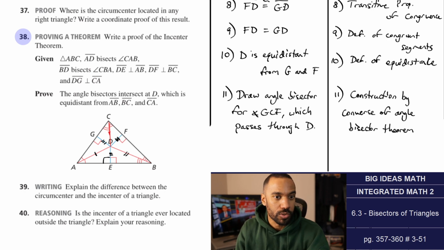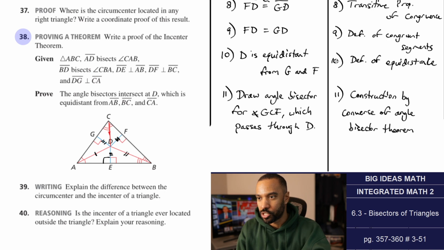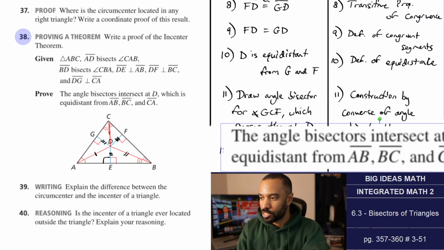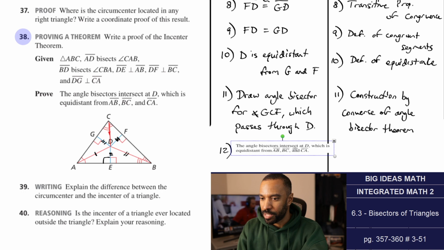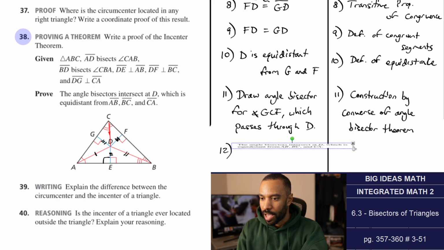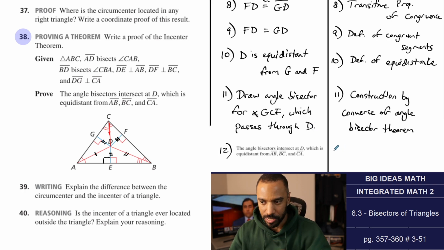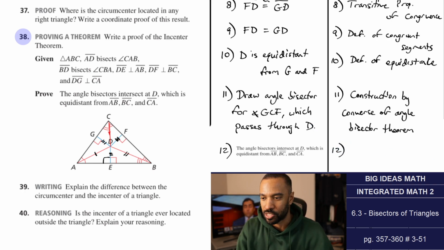And it's equidistant. We already know the equidistant part. That's already there, which is equidistant from AB, BC, and CA. I don't know how I want to reason this because it's two different statements. The angle bisectors intersect at D, which is equidistant from AB, BC, and CA. Okay. I think we already kind of noted the equidistant part. Definition of equidistance, I think, is already there. How do I reason with the second part, though?